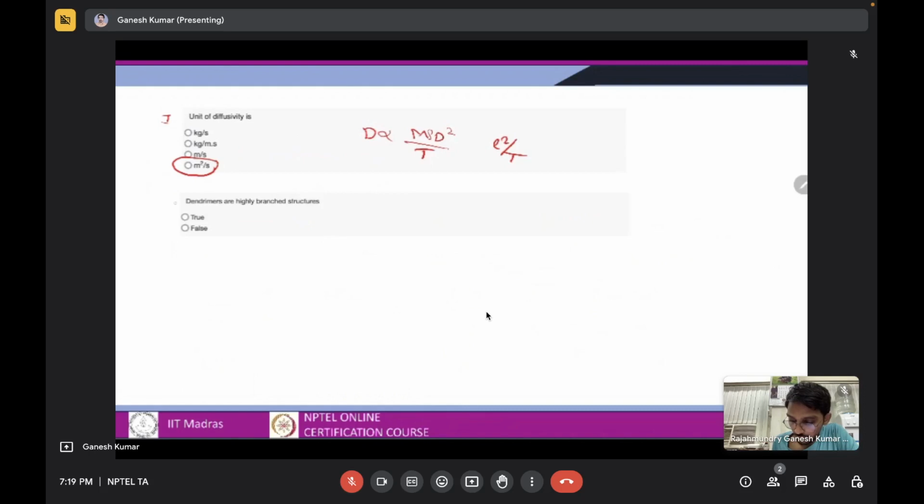So coming to the second one: dendrimers are highly branched structures, whether it is true or not. The dendrimers are something like this. Yes, these are highly branched. So the answer is true.